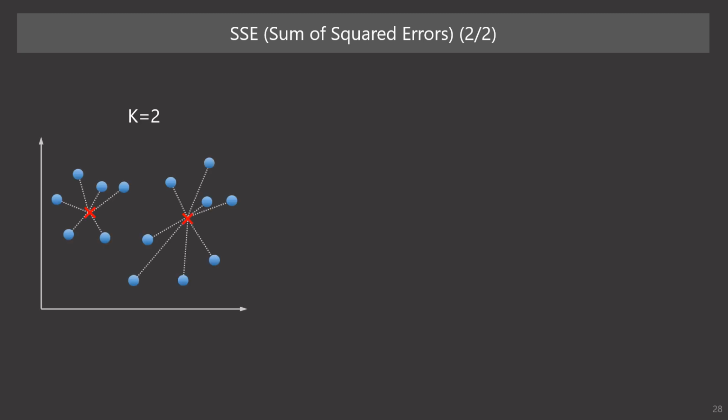A cluster should consist of similar data points. So, within a cluster, the Euclidean distances between data points should be small. Therefore, clustering with smaller SSE is desirable. In this figure, k is 2, and there are 2 clusters. The data points in the right cluster seem a little dispersed.